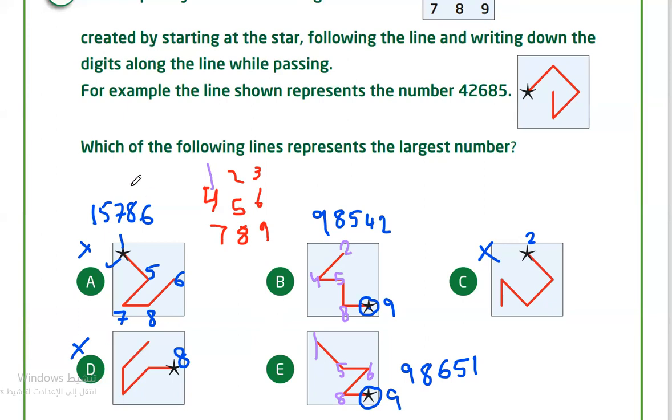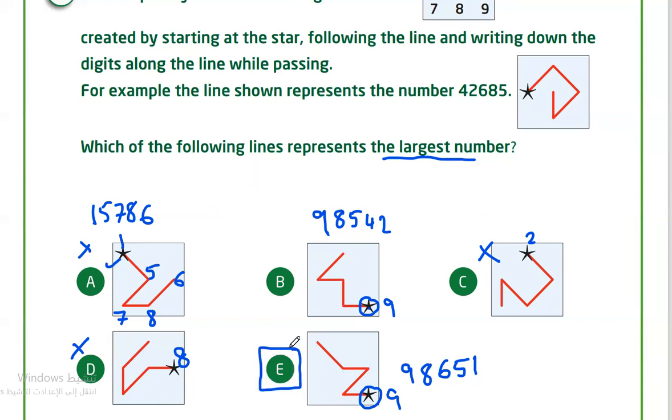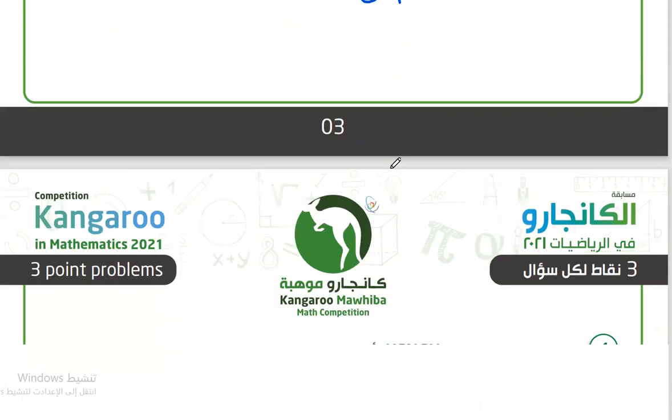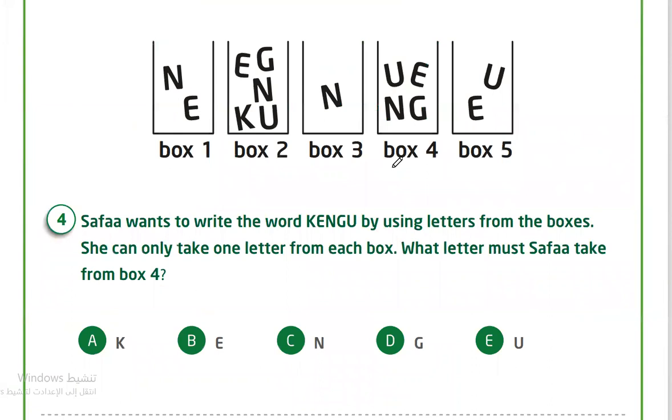What's the answer? The question said the largest number. What is the largest number here? Here we have 98 and here 98, so it's the same. But here we have 651 and 542. So of course it is E, because 651 is greater than 542. Right, correct. Good job. Perfect. So the largest number is E.